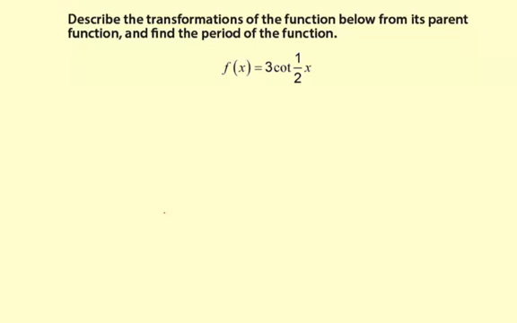Describe the transformations of the function below from its parent function and find the period of the function. Here we have f of x equals 3 cotangent of 1/2 x. Let's look at the transformations.